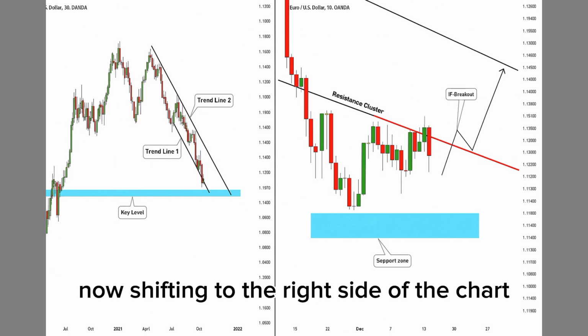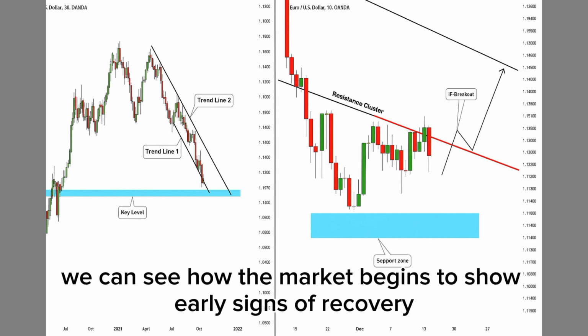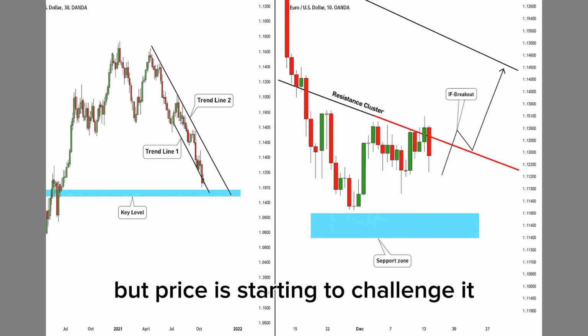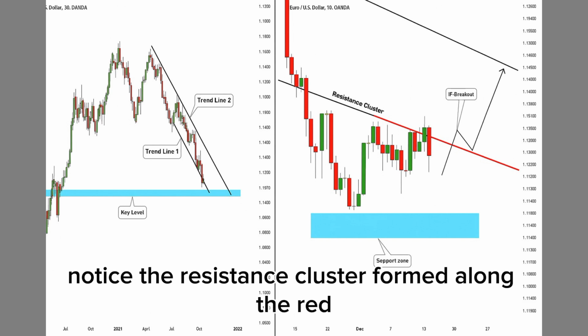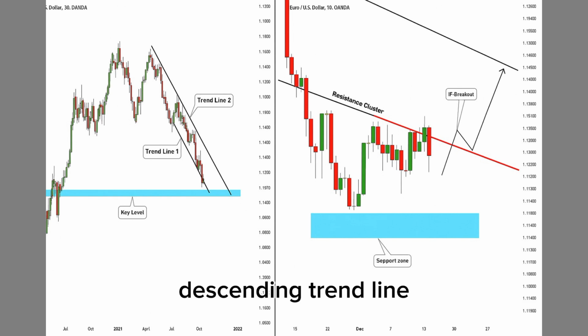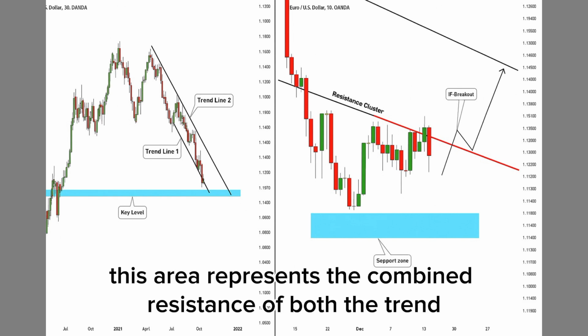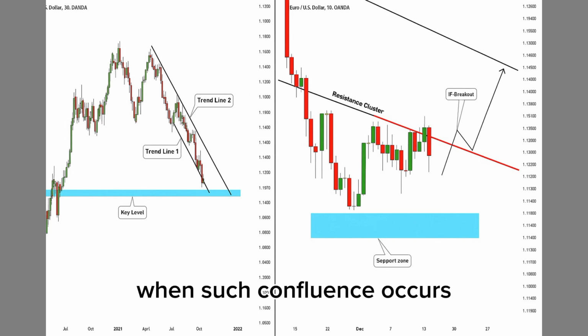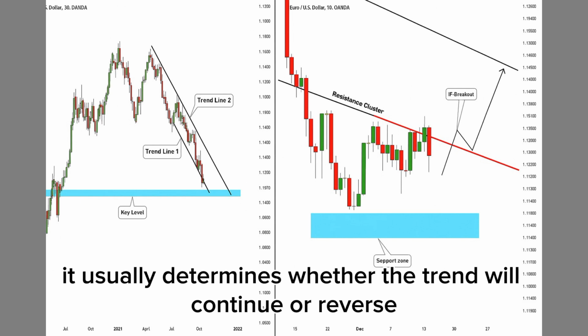Now, shifting to the right side of the chart, we can see how the market begins to show early signs of recovery from this support level. The downward trend line is still intact, but price is starting to challenge it. Notice the resistance cluster formed along the red descending trend line. This area represents the combined resistance of both the trend line and horizontal price reactions. When such confluence occurs, it usually determines whether the trend will continue or reverse.